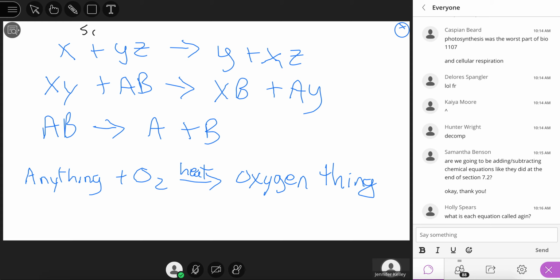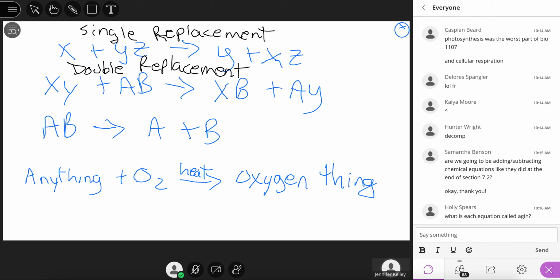Okay, single replacement. This is an R. This is double replacement. Decomposition. Is it decomposition? Yeah, I think. S-I-T-I-O-N. I forgot how to spell it. And then the last one is combustion.